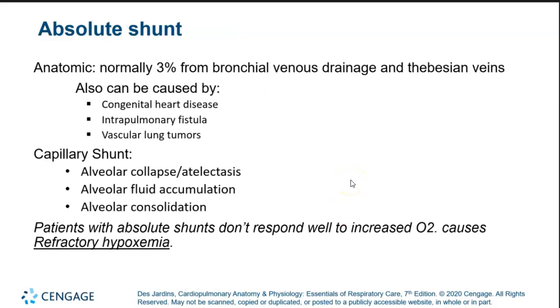So absolute shunts are made up of your anatomic shunts, so this is that normal 3% that comes from your bronchial venous drainage that we talked about before and your thebesian veins. Okay. It can also come from things like congenital heart disease.